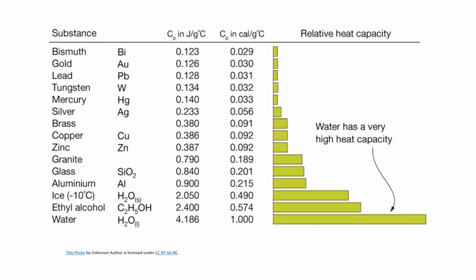Water has a specific heat capacity of 4.186 joules per gram degree Celsius. We can compare that to something like bismuth, which has a much lower specific heat capacity of 0.123 joules per gram degree Celsius. So it does not take as much energy to raise the temperature of bismuth. So bismuth does not resist change in temperature like something such as water would.